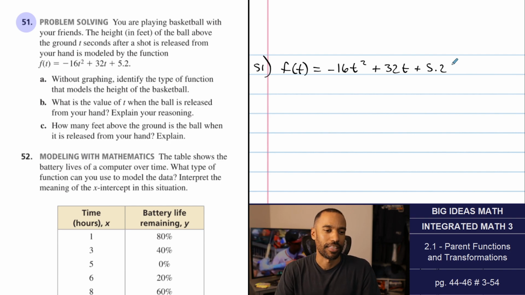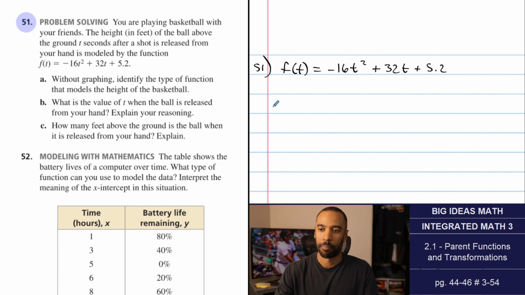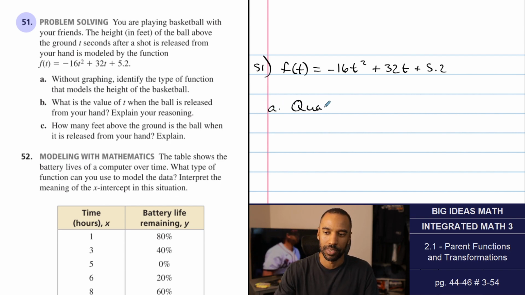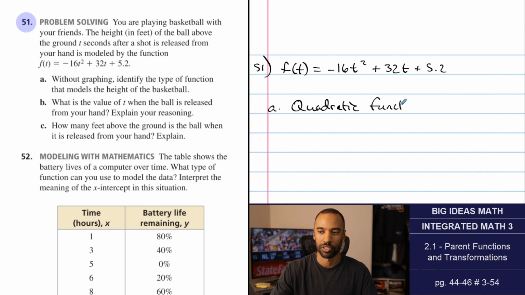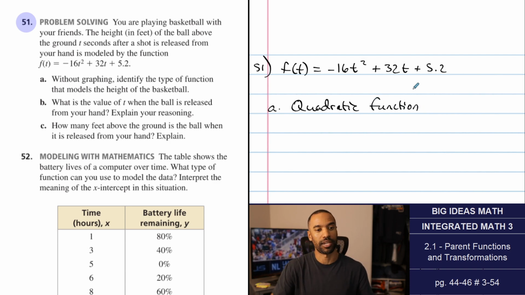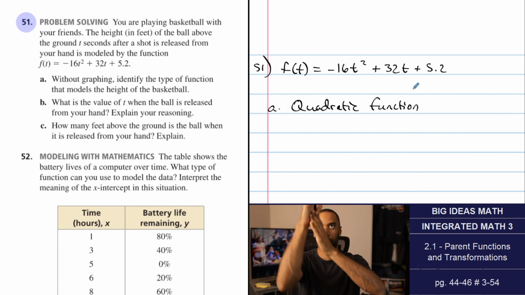Without graphing, identify the type of function that models the height of the basketball. Well, part A, it's a quadratic function. The t squared, and this being in standard form, this t squared meaning that's what's dominating it, quadratic function. Now, if I did graph it, it'd be an upside down U shape. That's what it would be. All right, shot of the ball.